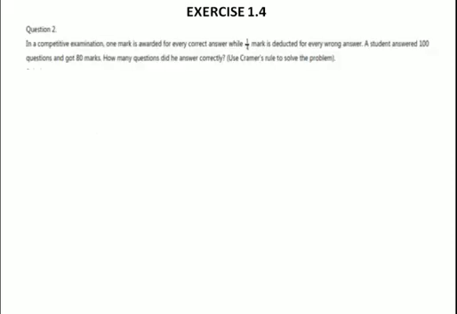Then second question: in the competitive examination, 1 mark is awarded for every correct answer, while 1 by 4 mark is deducted for every wrong answer. A student answered 100 questions and got 80 marks. How many questions did he answer correctly? Use Cramer's rule to solve the problem.